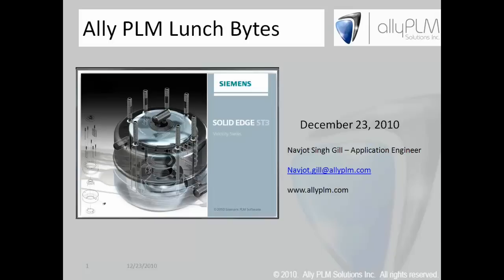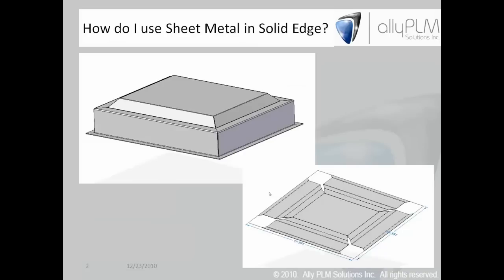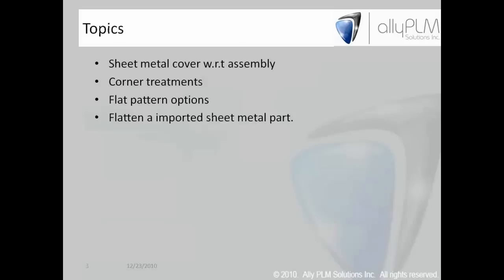This series is designed to briefly explore capabilities of Solid Edge, which are often overlooked. Today's topic is sheet metal. As far as the agenda is concerned, we'll be modeling a part with respect to assembly. We'll talk about corner treatments. We'll talk about flat pattern options. And in the end, we'll flatten imported sheet metal part.